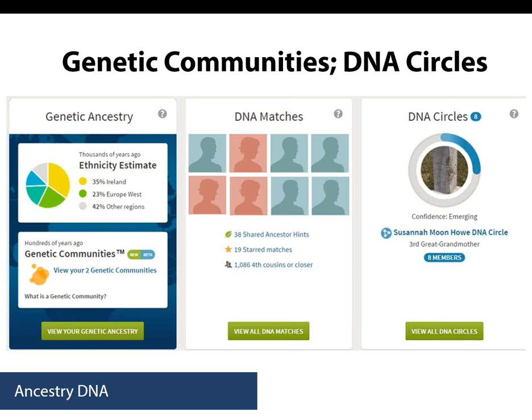And on Ancestry DNA, genetic communities is a new thing, and it's taking the ancestry of trees and now providing the likelihood of, say, where within the United States your ancestors may have lived. This is new, and it'll be interesting to see how this pans out.